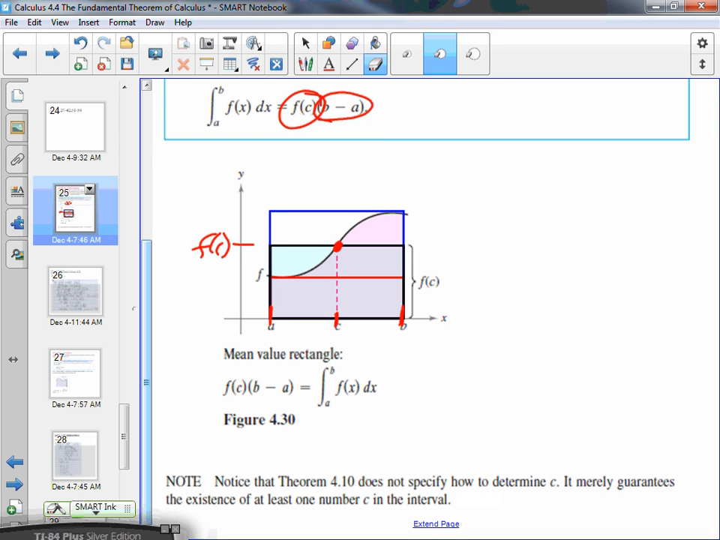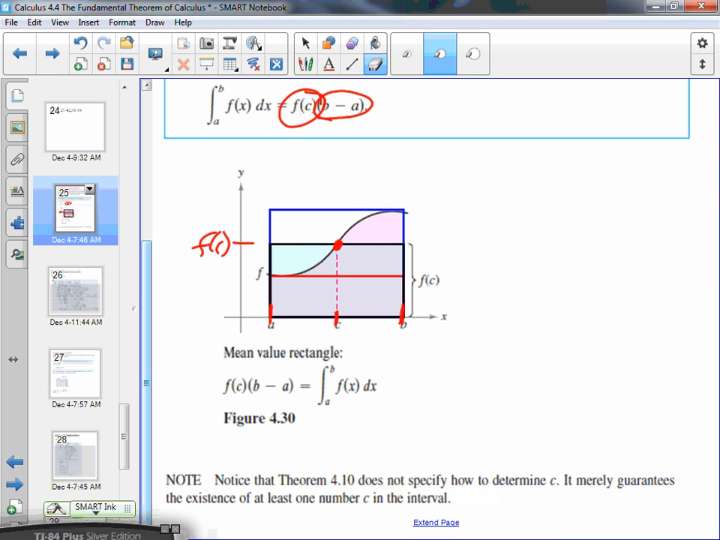You with me? Okay. And then it says, note that the theorem does not specify how to determine c. It just guarantees that it exists. All right? Yeah, it's nice to have guarantees. Not many guarantees in life.